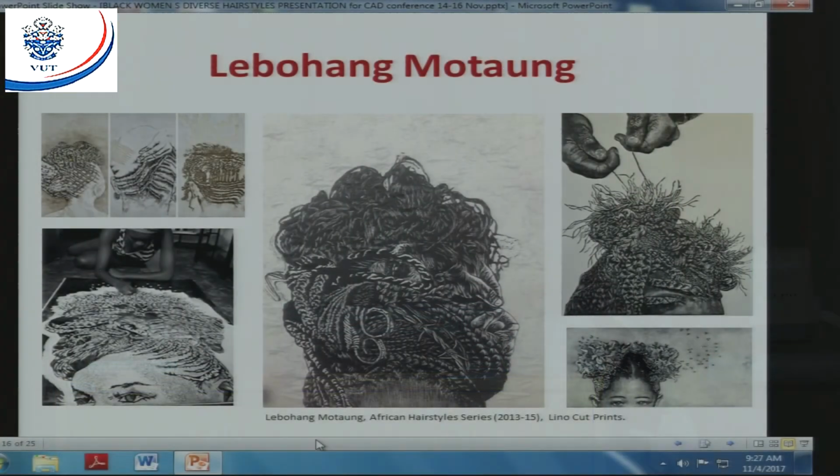So this is Lebohang Motaung's artwork that embraced the Afrocentric beauty standard through lino cuts and also through etching. So these are the artworks, because Lebohang Motaung is also a hairdresser, so she takes pictures of her customers and creates artworks out of them.